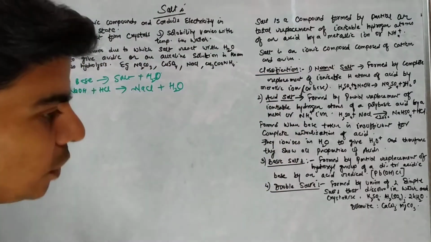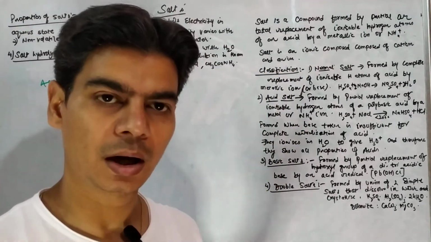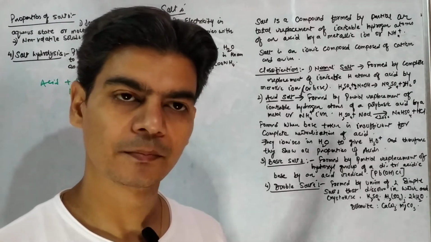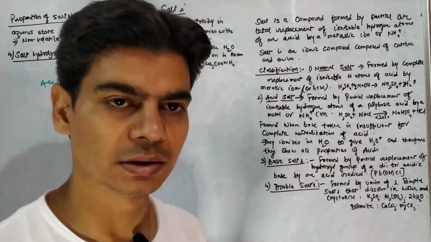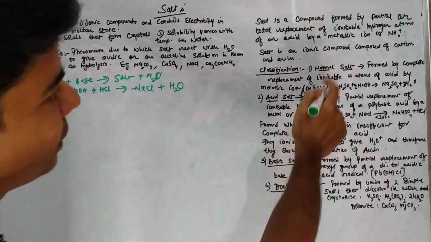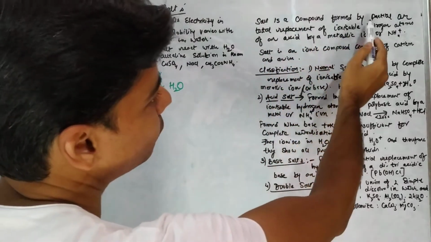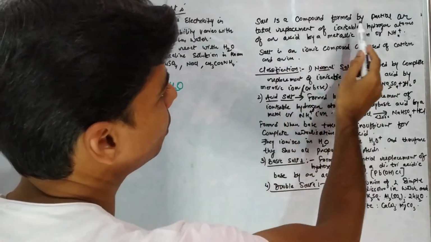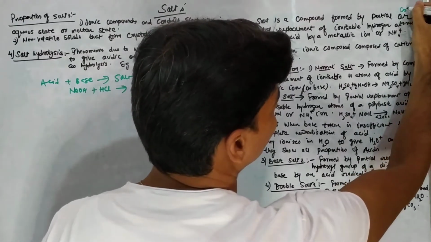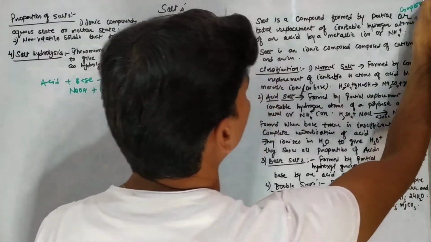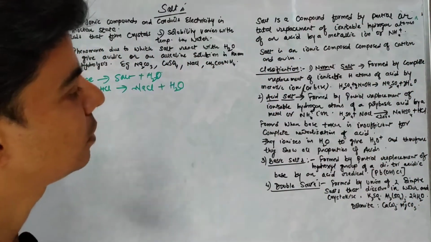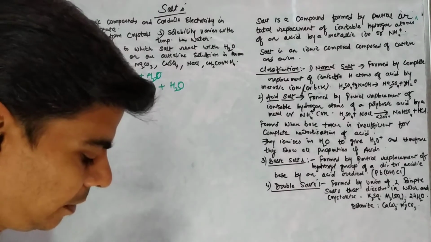And we also know that dibasic acids ionize in two steps, right? And tribasic acid ionizes in three steps, and monobasic acid ionizes in a single step, right? So we'll just concentrate on this part. Salt is a compound formed by partial or total replacement of ionizable hydrogen atoms of an acid by a metallic ion.